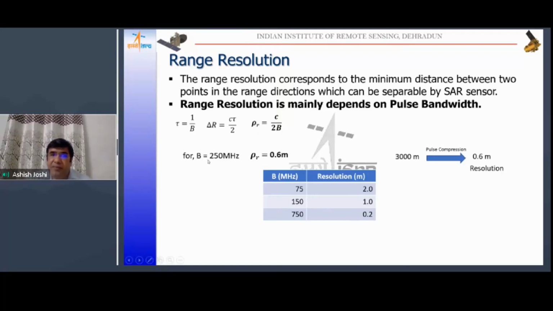Okay, so a bandwidth of 250 megahertz will give a range resolution of around 0.6 meter. We can see that if the bandwidth increases, the resolution improves. For a bandwidth of 75 megahertz, the resolution is 2 meters, 150 gives 1 meter, and for 750 we are getting a 0.2 meter resolution. So we are getting different resolutions just from the formula of range resolution equals C by 2B, using the technique of pulse compression.